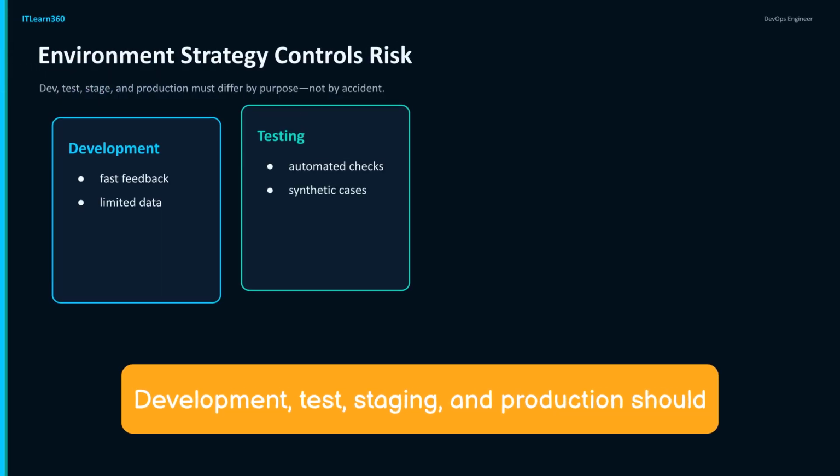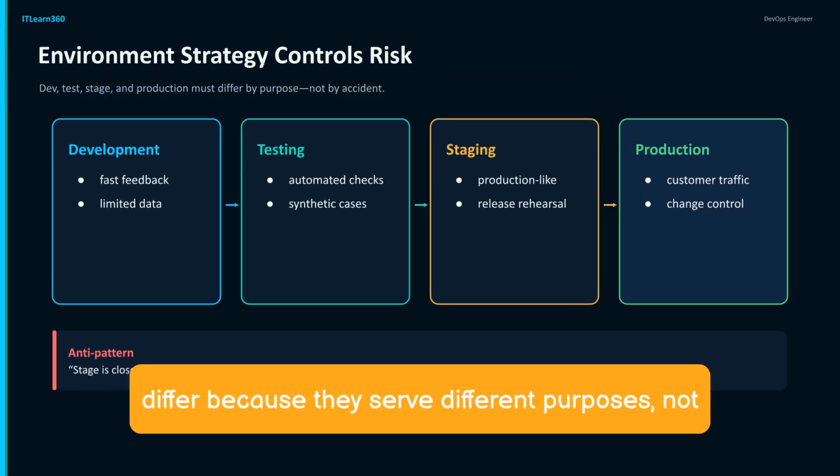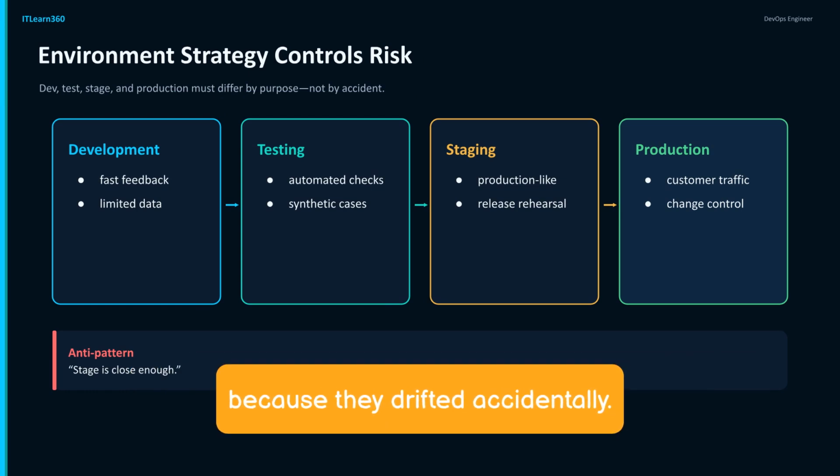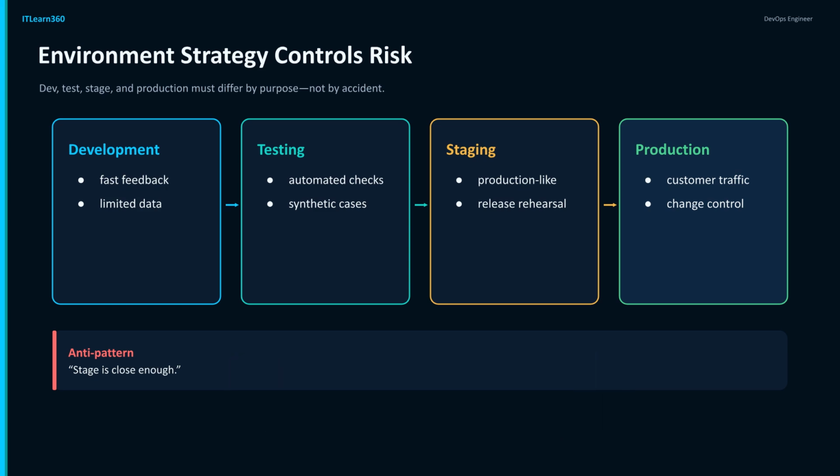Development, test, staging, and production should differ because they serve different purposes, not because they drifted accidentally. Development prioritizes fast feedback. Test environments support automated checks and synthetic scenarios. Staging should be production-like enough to rehearse a release. Production handles real customer traffic and stronger change controls. The anti-pattern is saying stage is close enough without knowing where it differs. North Star's incident becomes harder if checkout passes in staging only because a configuration, dependency, or network policy is different in production. Environment strategy should make those differences intentional and documented.